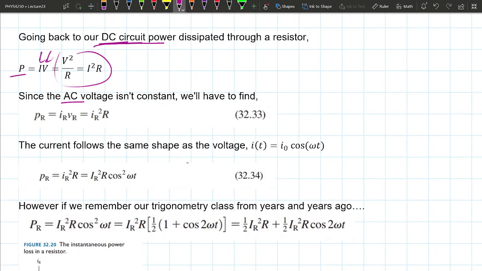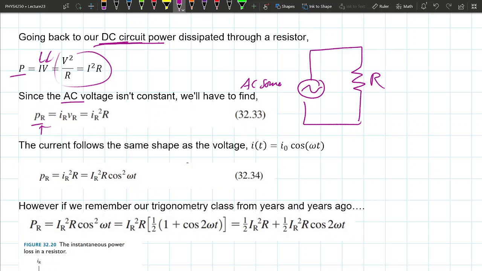We have to find a different version of it. The power through a resistor in an AC circuit. I'm going to draw an AC circuit, so that's my AC source, whatever that is. Could be the wall, it could be my Wi-Fi signal. There isn't actually a wire here. And we're driving this signal through a resistor.